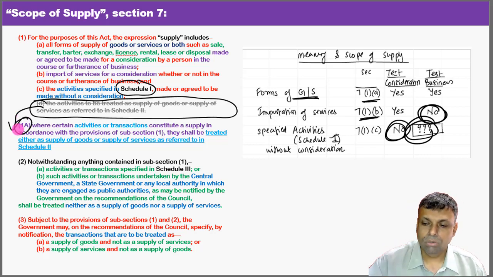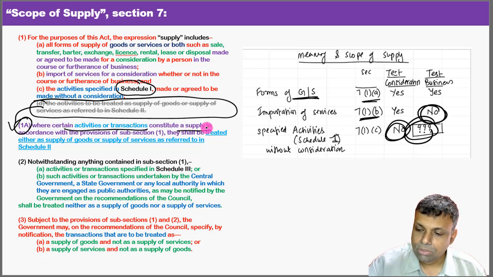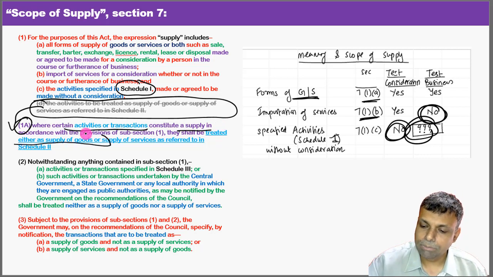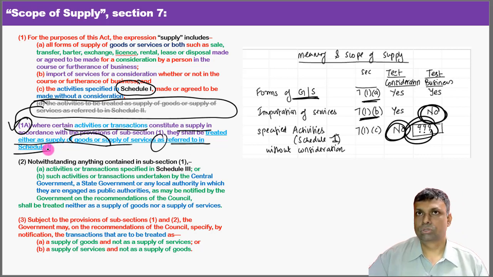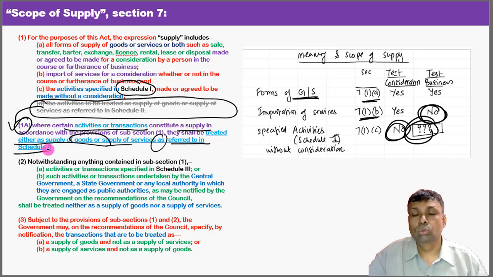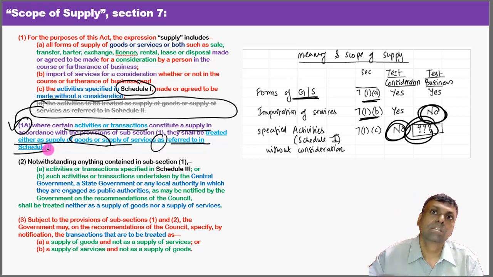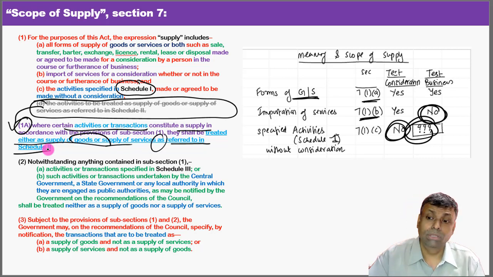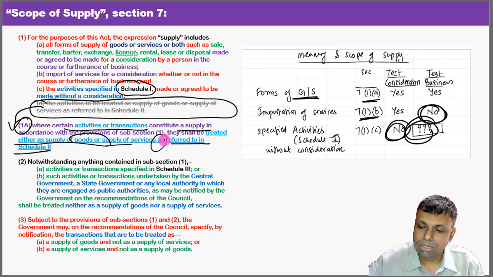This particular 1A clause covers activities or transactions which will constitute supply in accordance with this provision. They will be treated as either the supply of goods or services, as referred to in this particular Schedule 2. So Schedule 2 is basically the list of transactions which will be treated either as supply of services or supply of goods. In other words, there are some transactions where you don't know whether it is a service transaction or a goods transaction. That is covered by Schedule number 2.